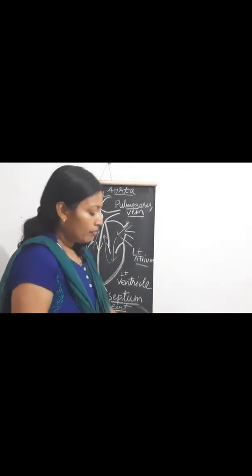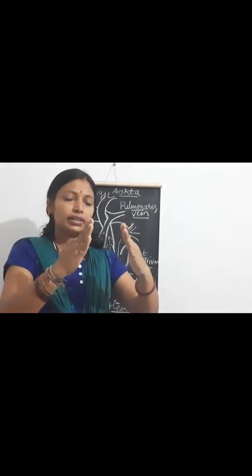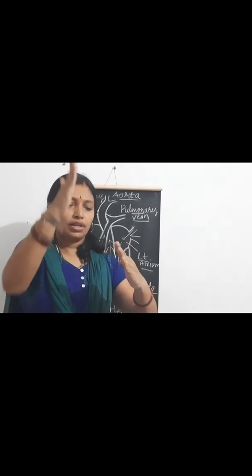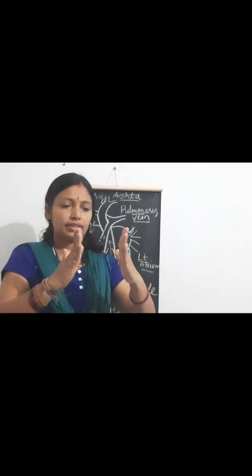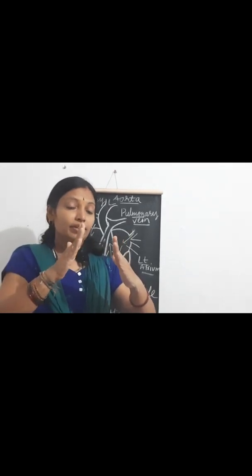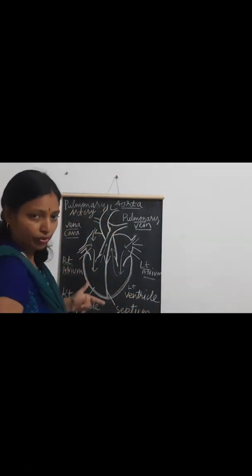What is valve? Valve is like a one-way door. Okay, it allows only one-way transportation. If something tries to come back, it will close like this. So in only one direction the blood can flow. If it tries to come back, it will close like this. So that prevents backflow of the blood.